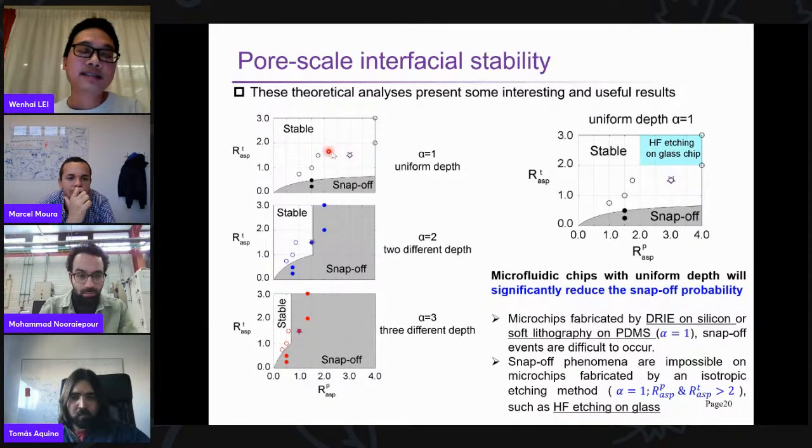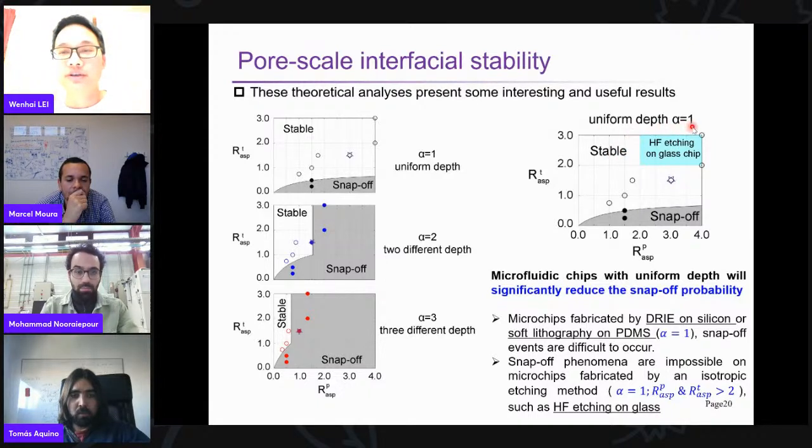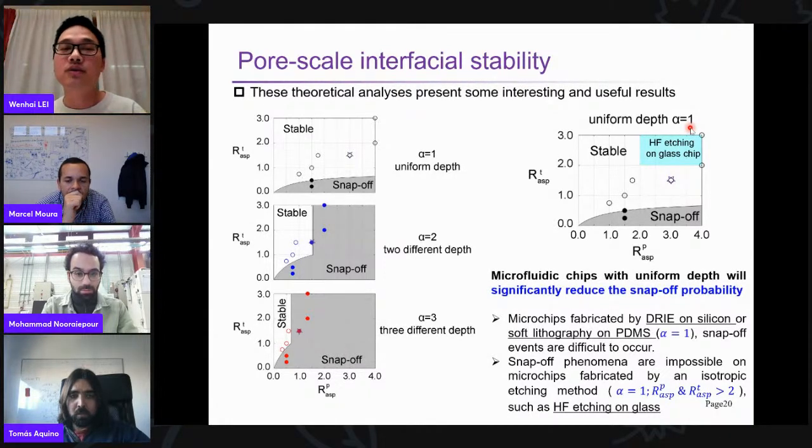Based on the critical geometric criteria, we can get some interesting phenomena. For example, let's see the phase diagram variation when we change the depth variation. You can see that the snap-off area becomes larger and larger, which means if you choose a 3D porous media, snap-off will occur more frequently and easily than in uniform depth microfluidic chips. And for the uniform microfluidic chips, you can also get some interesting phenomena, which is very useful for us to judge some experimental results in previous work, which usually used uniform depth microfluidic chips.